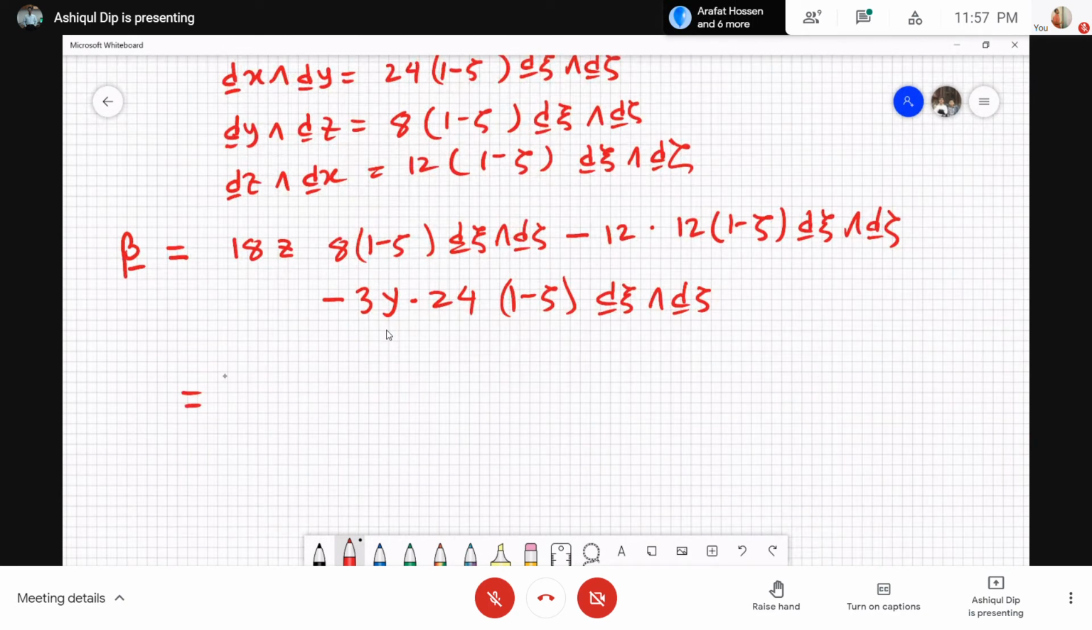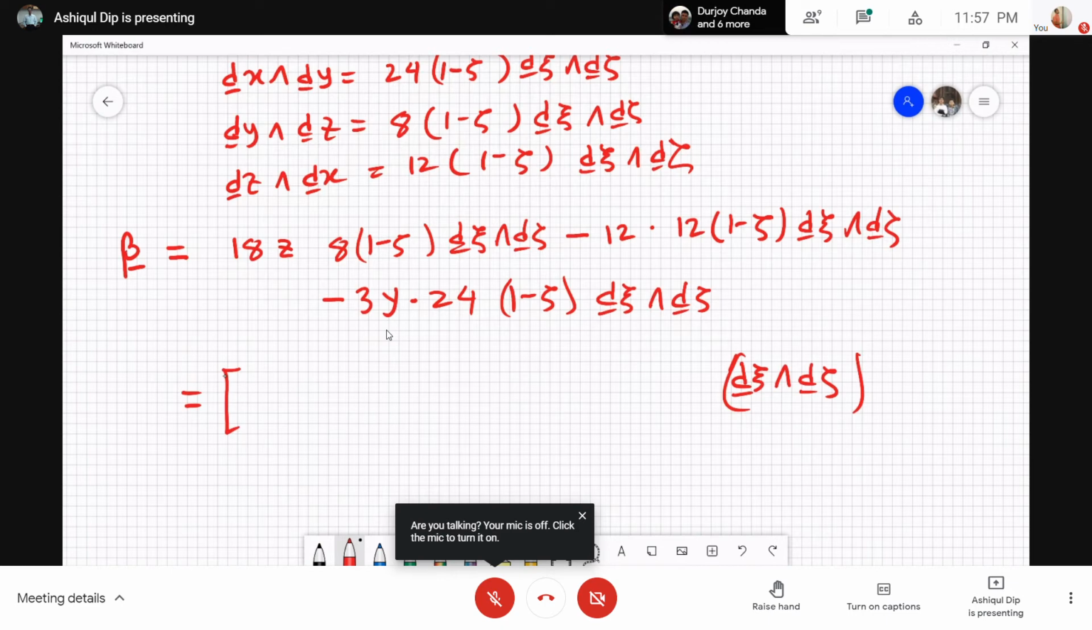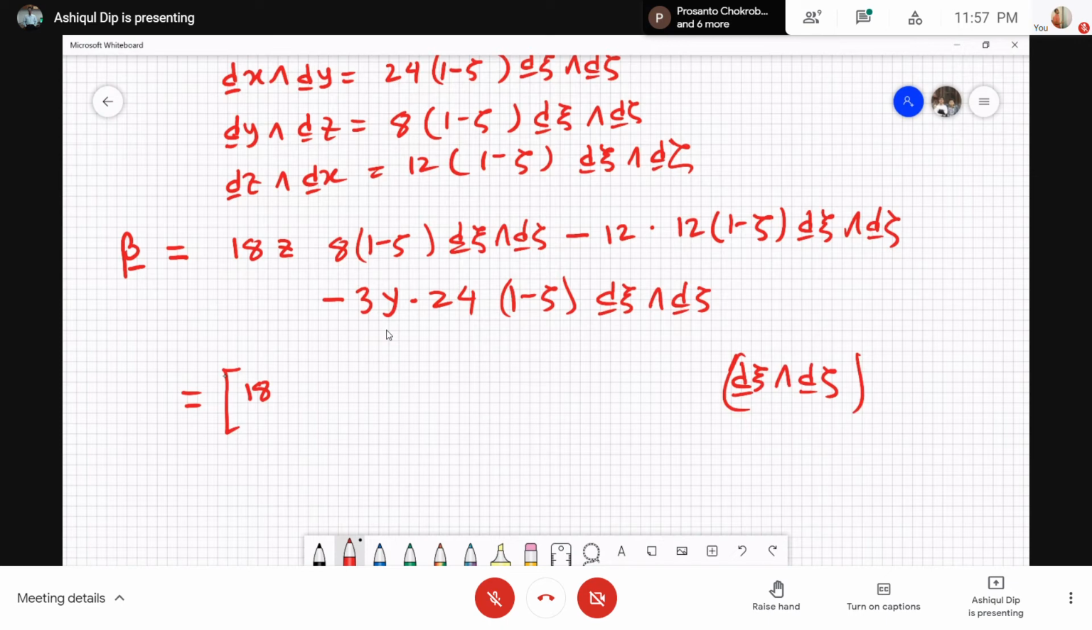So if you factor those out, d xi wedge d zeta, then you're left with what? This part, 18z. 18 times 8, what's that? It's 144. Yes, it should be a square thing, right? 16 times 9, yeah, 144. So 144z, which I have to substitute later, times (1 minus zeta), then minus 144 plus 144 zeta, right?